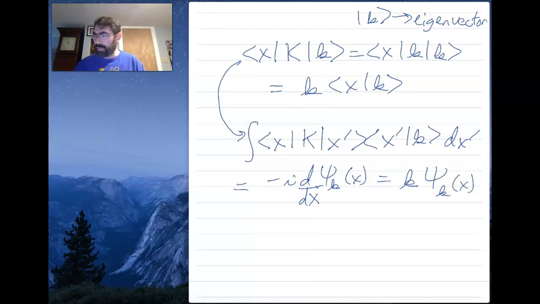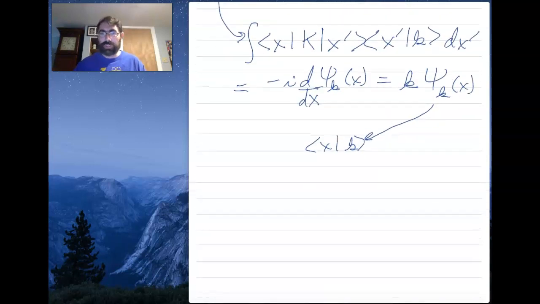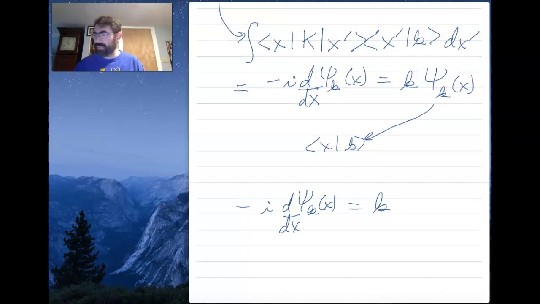Because that's what this is, the product of the x basis and the k basis. So now we have this written in functional form instead of bras and kets: the derivative with respect to space of a function is the eigenvalue from k space times that function back again.